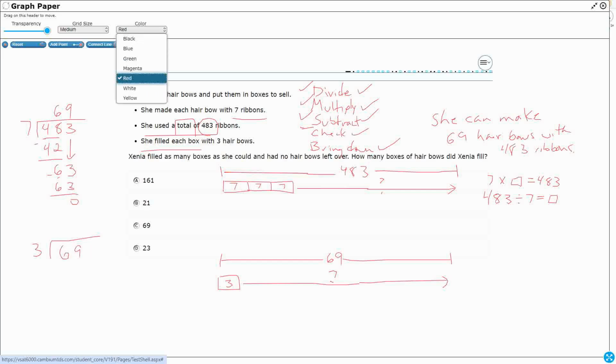So let's use a different color here. All right, so divide. 3 goes into 6 2 times. That's going to be 6. And that's going to be 0. Let's bring this down. 3 goes into 9 3 times. There we go. So 23. So she has 23 boxes of hair bows.